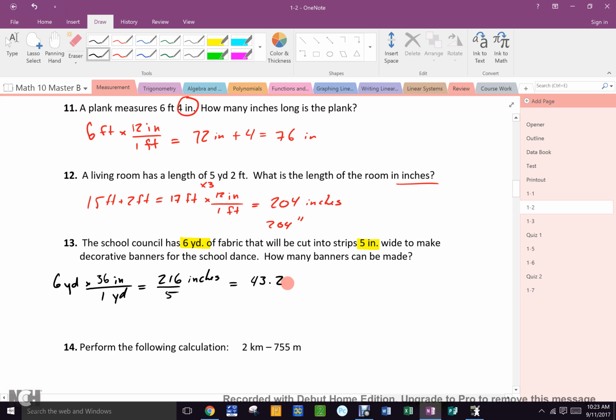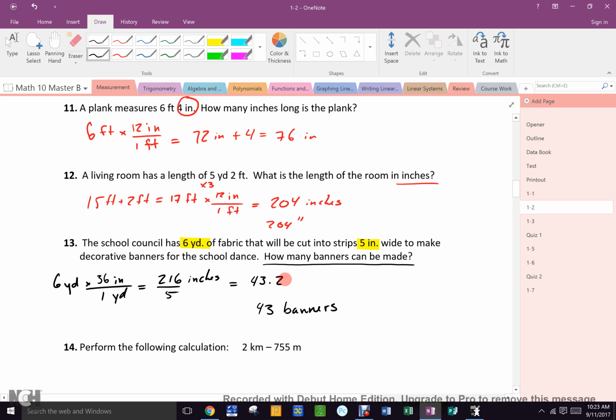43.2. Now, how many of you want to stop there? I'm glad no hands went up, because that's not the right answer, is it? Can't be a decimal. How can you make a ribbon, 0.2 of a ribbon? You can't, can you? That's like saying I got 0.2 of a brother. You got a foot, right? Or a hand. What's the question? How many banners can be made? So how many banners can we make? 43 banners. Because we can't complete that last banner.